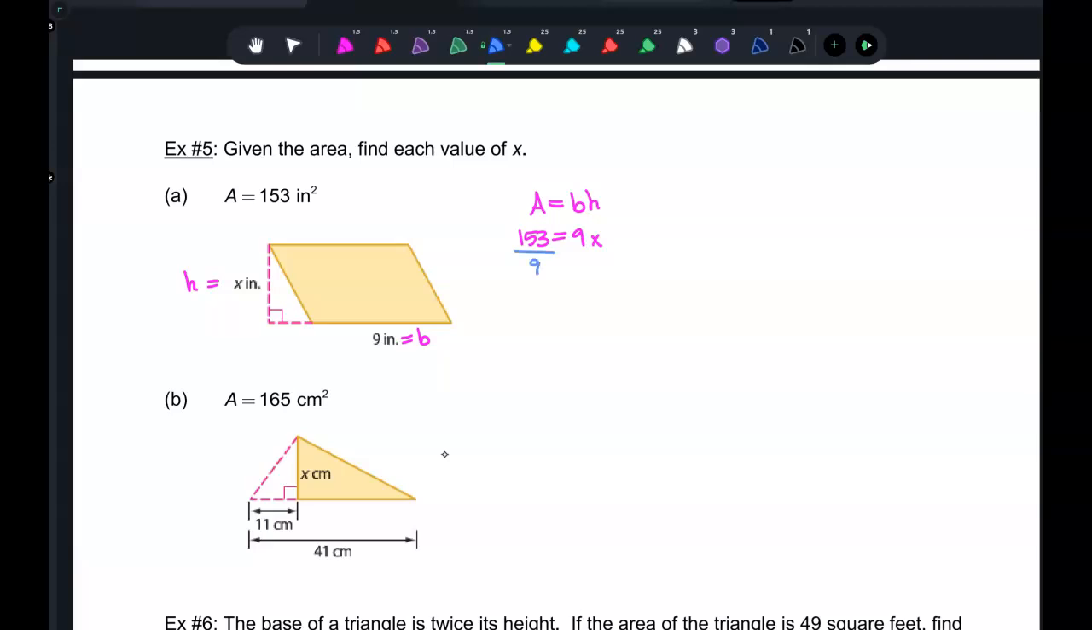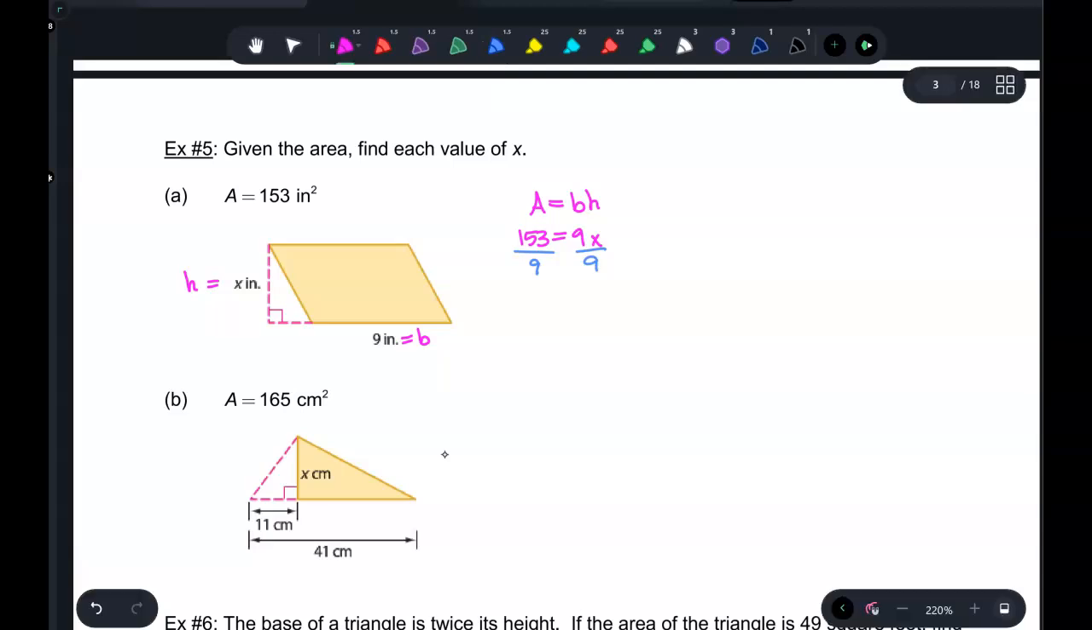I mean, it should be easy. Remember what I said? And you're not going to forget this over the break. It's literally base times height divided by 2 for a triangle, and base times height for a parallelogram, okay?